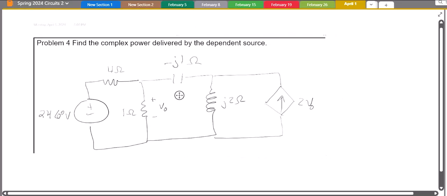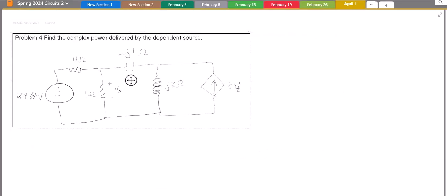So the last one, find the complex power delivered by the dependent source. So let's do some nodal analysis. I'll call that V0 and I'll call that V1. So at V0, you can make that ground.